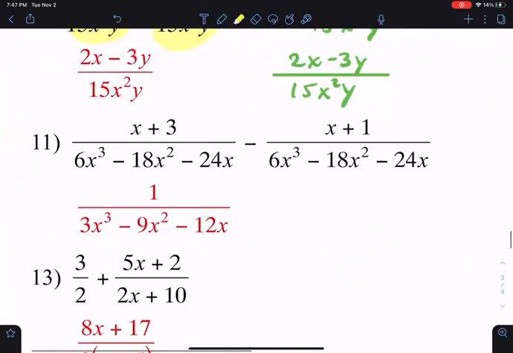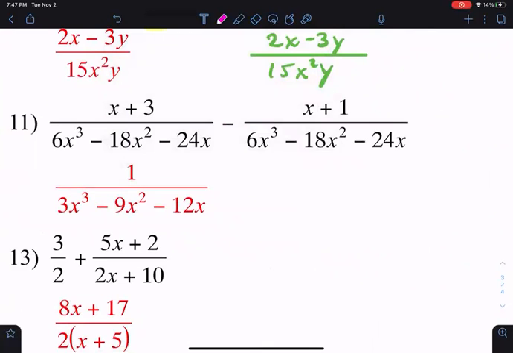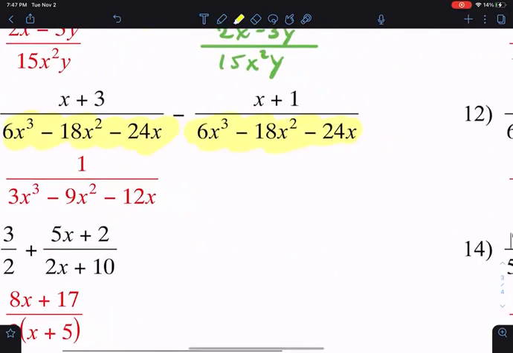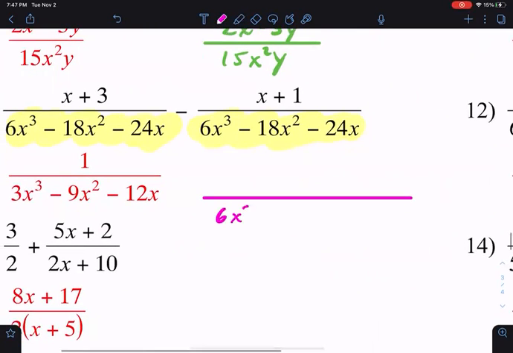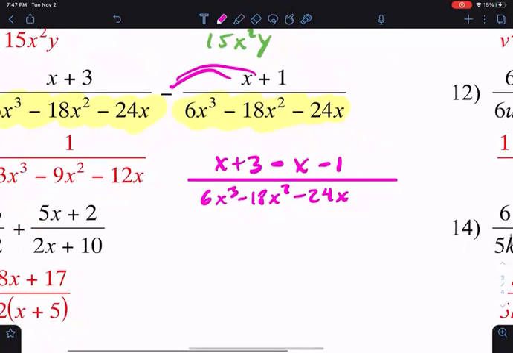11. Again, you have the same denominator, so you're lucky. You don't need to do anything here. So this is what? 6x cubed, right? Minus 18x squared minus 24x. And then the top is x plus 3 minus, this minus is 2 times, right? So that's going to be negative x minus 1. The x's cancel. And then this is going to be 2.